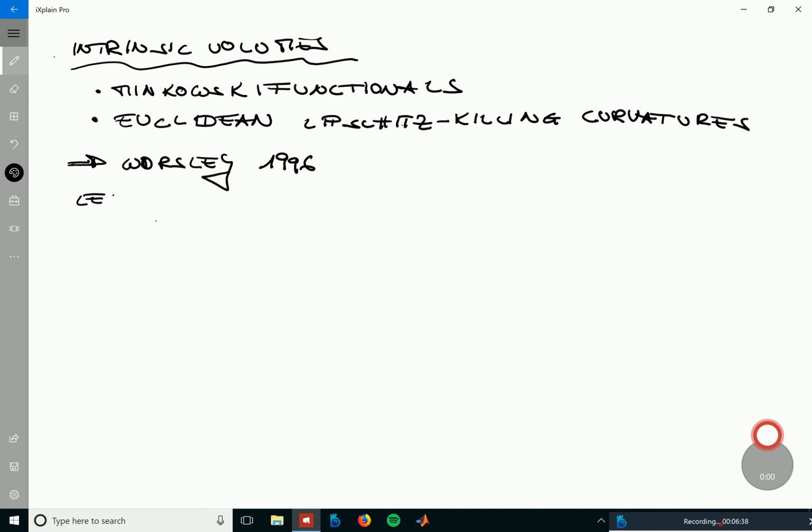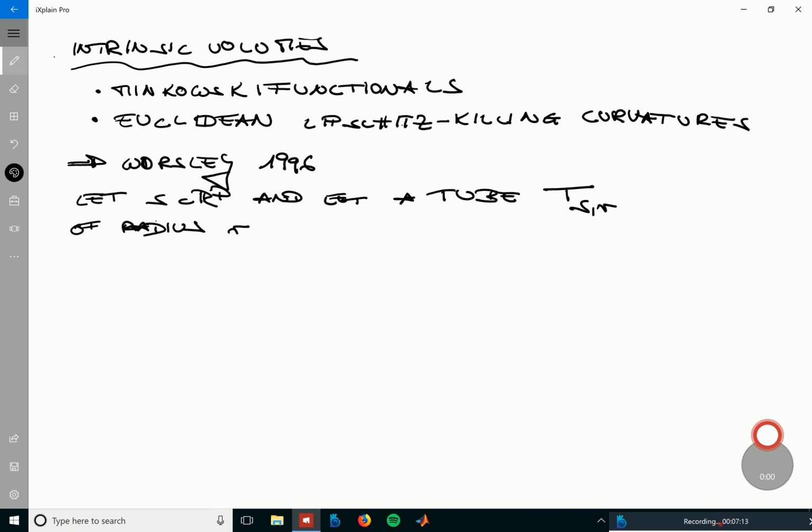Intrinsic volume definition. Let S be a subset of R^D. So that's again our search space for which we now want to define a notion of intrinsic volume, whatever that should mean, but that's what we're trying to define. And let a tube T_S(R) of radius R around S be defined as follows.